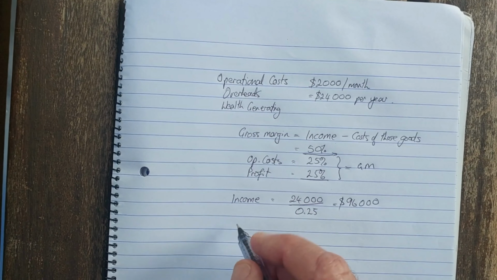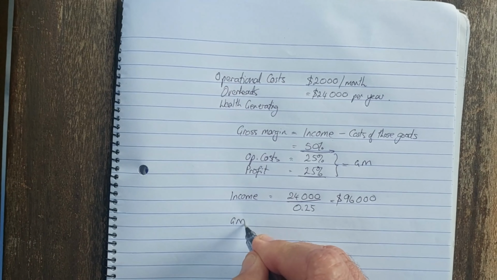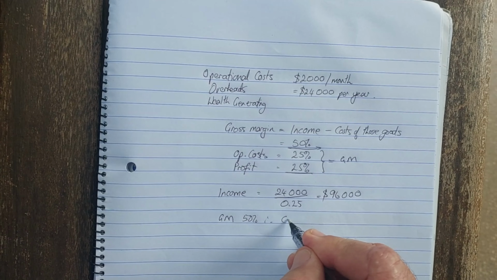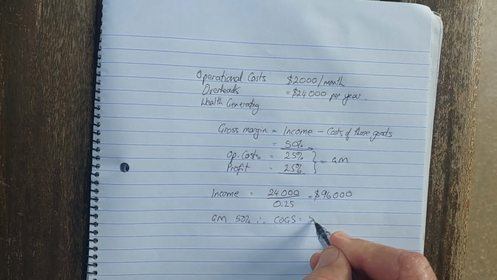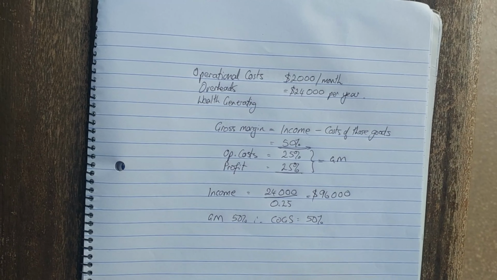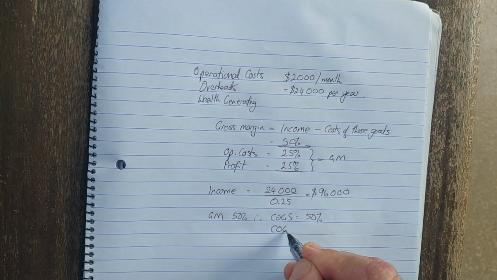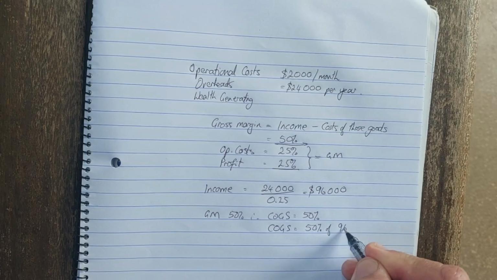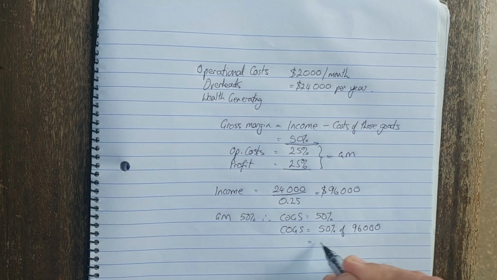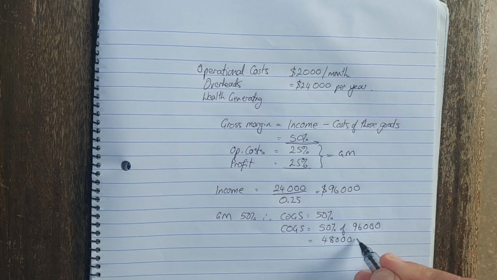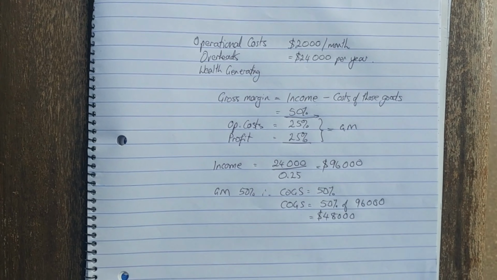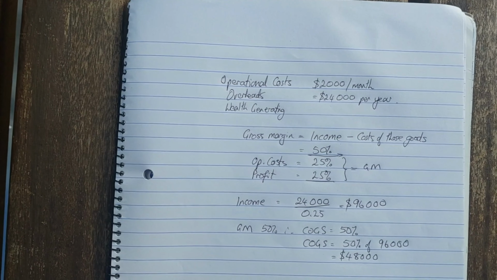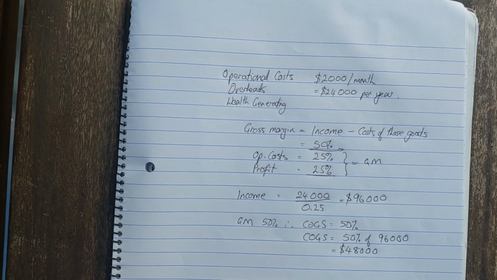Now we also know that our gross margin is 50%, therefore our cost of goods sold is equal to 50%. So our cost of goods sold is equal to 50% of $96,000, which is equal to $48,000. So that now specifies the maximum we can spend on the cost of goods that we will sell, 48,000.